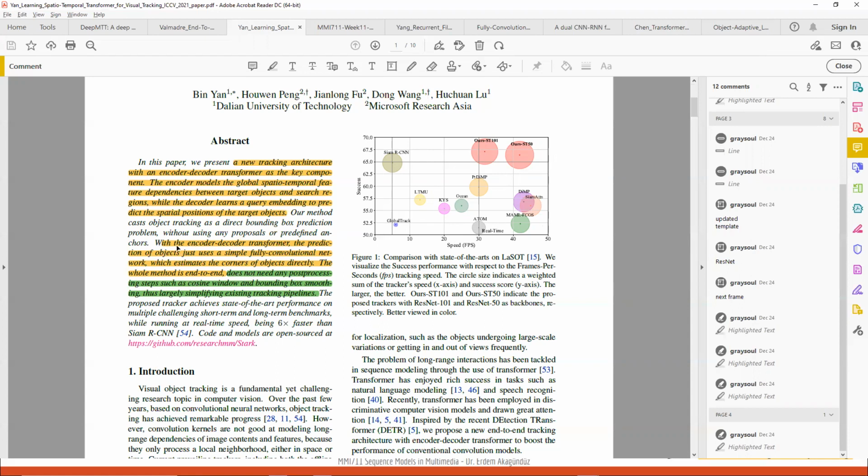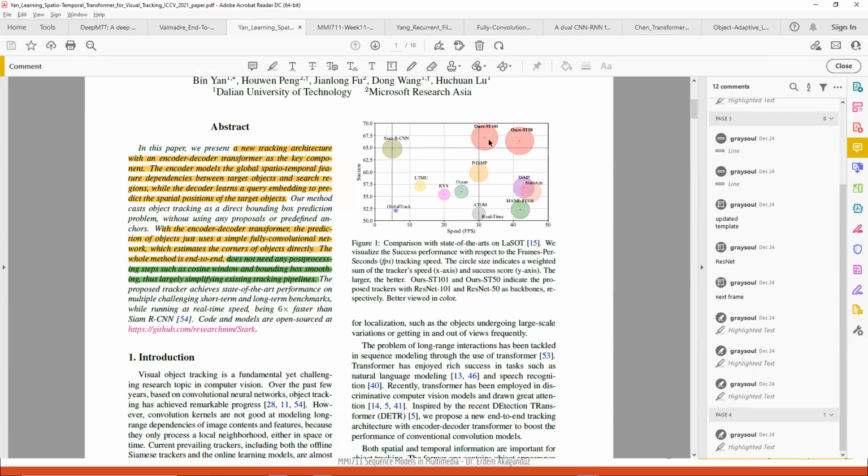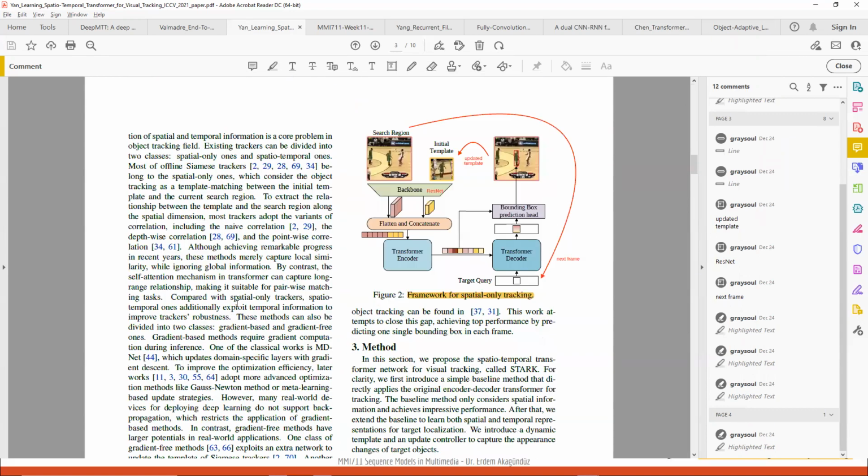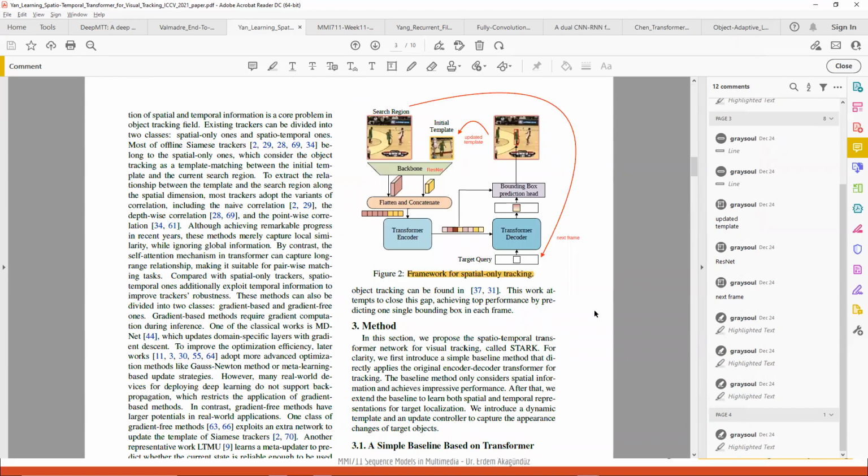Okay, so with the encoder-decoder transformer, the prediction of objects just uses a simple fully convolutional network which estimates the corners of objects directly. The whole method is end-to-end, and does not need any post-processing steps such as cosine window or bounding box smoothing, thus largely simplifying existing tracking pipelines. Since transformers are highly parallelizable, they have high speeds as well. Okay, let's get to the architecture. Let me go over this.